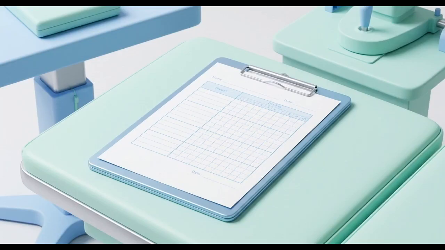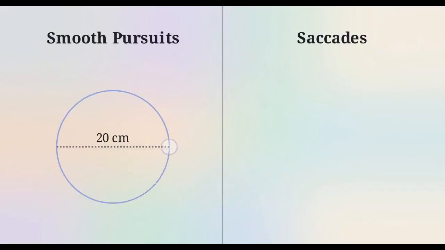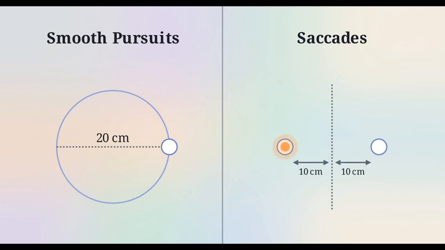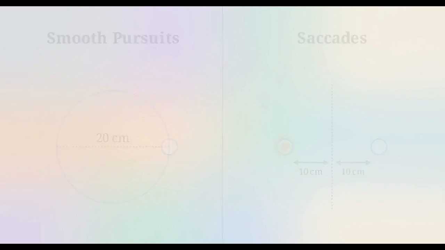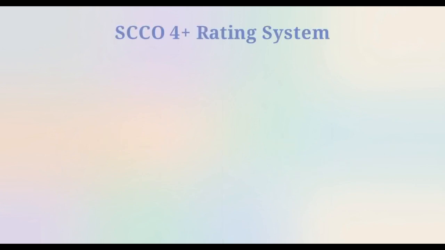To advance up the diagnostic hierarchy, clinicians use the NSUCO oculomotor test to translate subjective observation into quantitative data. The NSUCO pursuit test enforces strict physical parameters, requiring the clinician to move a single target in a precise 20-centimeter circle. For saccade testing, the patient must jump their fixation between two targets held exactly 10 centimeters from their midline. Performance on these tasks is then evaluated using a mathematical standard known as the SCCO 4+ rating system.